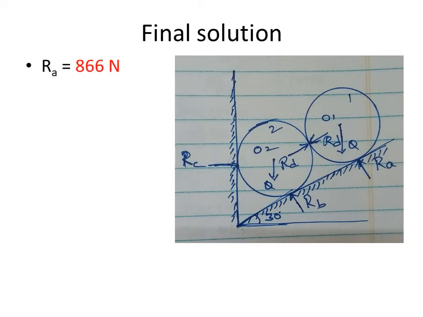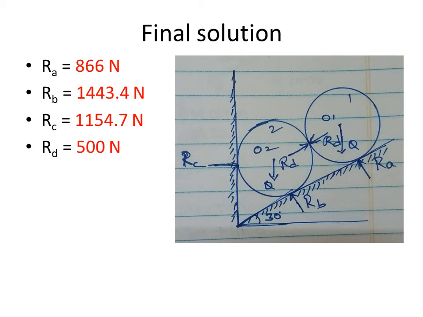RA 866 newtons, RB 1443.4 newtons, RC 1154.7 newtons, RD 500 newtons.